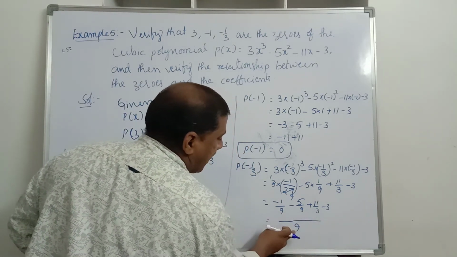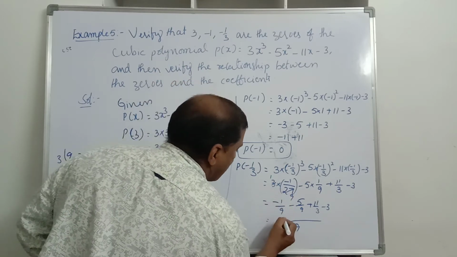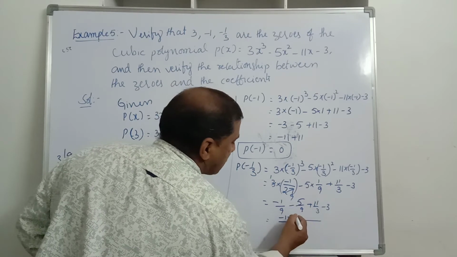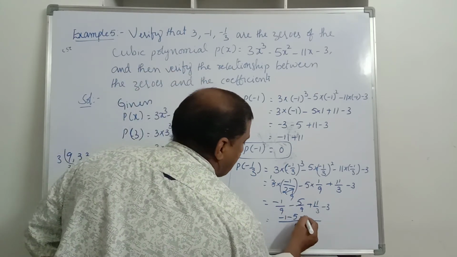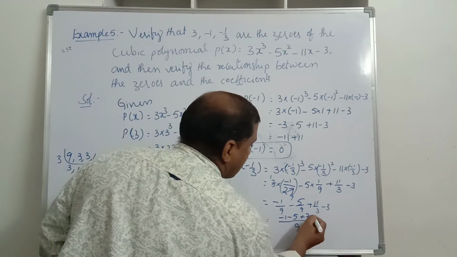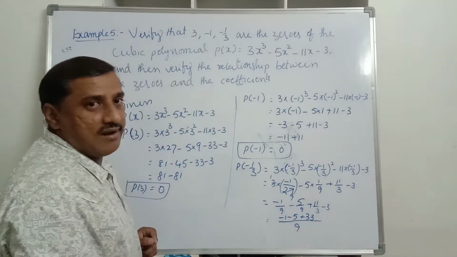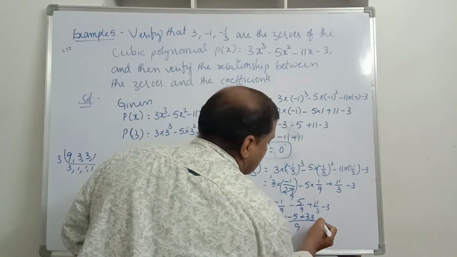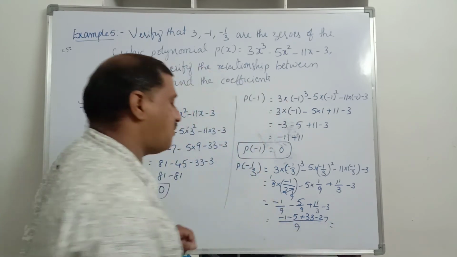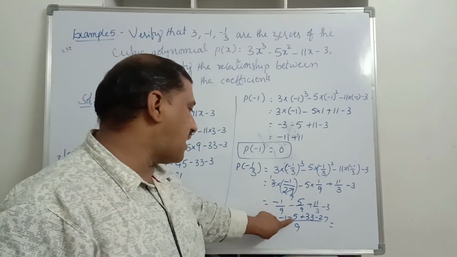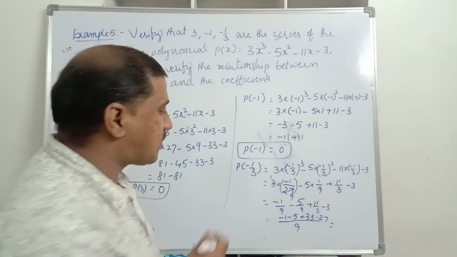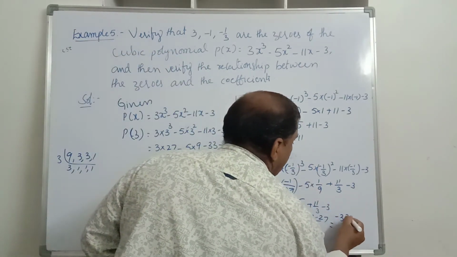Now, 9 ones are 9, 1 is the quotient, 1 into minus 1, it is minus 1. Again keep minus, 9 ones are 9, 1 into 5, it is minus 5, plus 3 3s are 9, 3 into 11, it is 33. Next 3 means 3 by 1, 1 9s are 9, 9 into 3 it is minus 27. Now add the negative integers. Minus 1 minus 5 is minus 6, minus 6 minus 27 is minus 33.